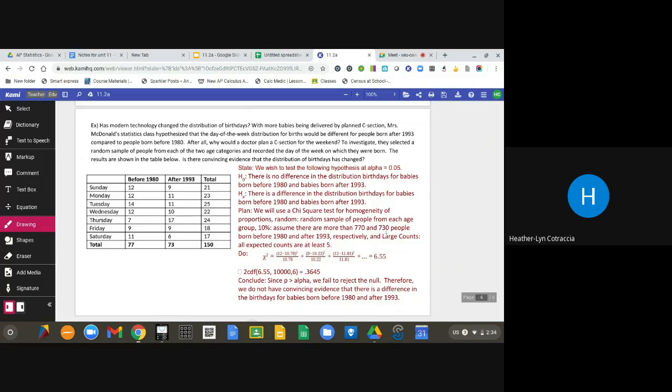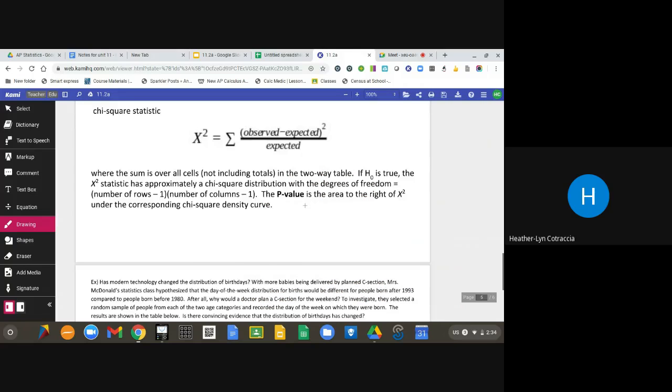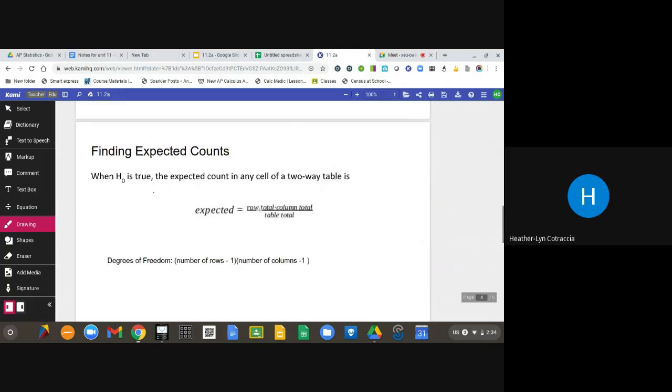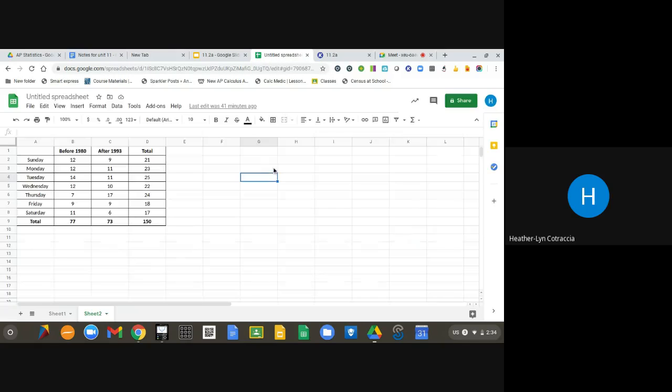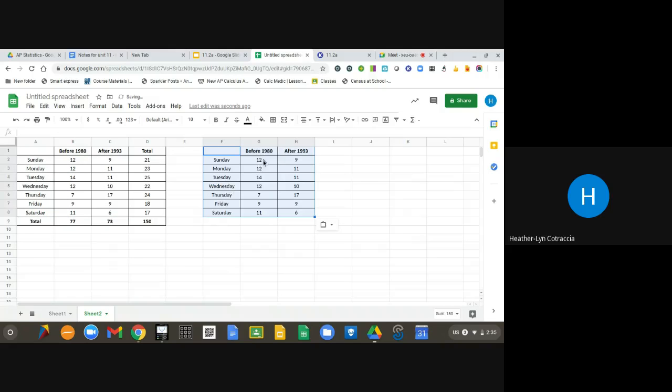Now, to do large counts, we need to check to see if all expected counts are at least 5. Now, if you remember, to find your expected counts, you're going to do row total times column total divided by the table total. So I went over into Google Sheets, and this is going to be the easiest place to do this. And I am going to copy this table, not including the totals because I don't need them. I'm going to put that right over here so I have my expected.